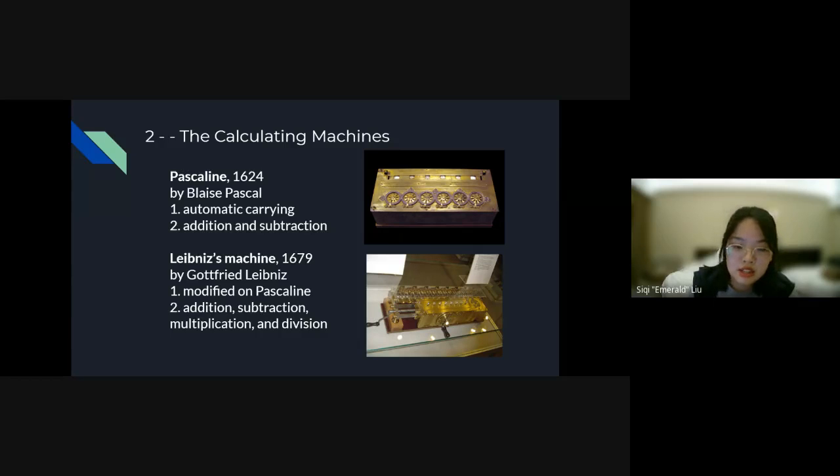And in 1679, Gottfried Leibniz modified the Pascaline and made the Leibniz machine. It achieved an additional feature of multiplication and division by repeating addition and subtraction.